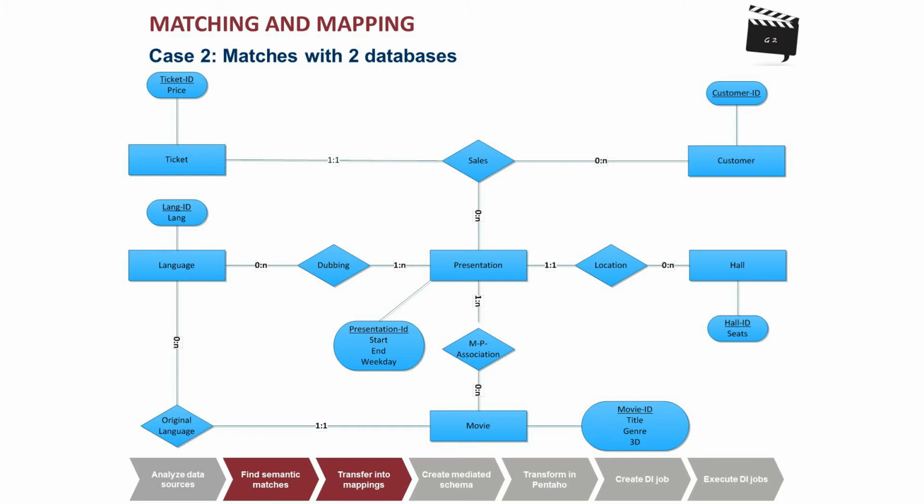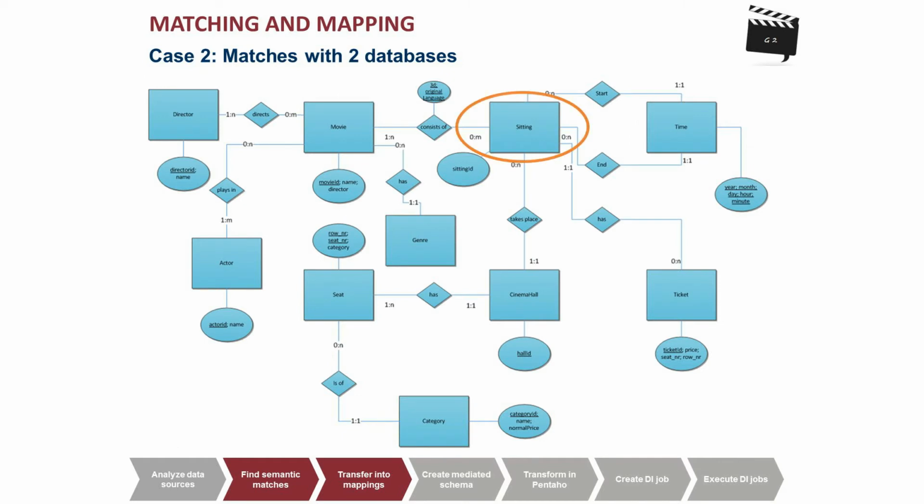Our second case was where a match was found across 2 of the 3 databases. An example of this is the sitting and presentation tables in the cinema operator databases. They are named differently and we'll deal with this later, however they describe the same information and hence we regard them as a match.